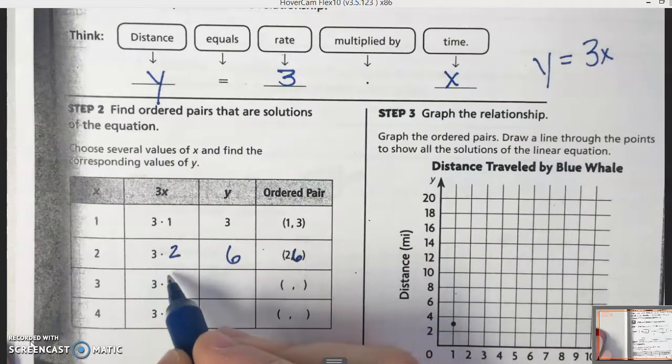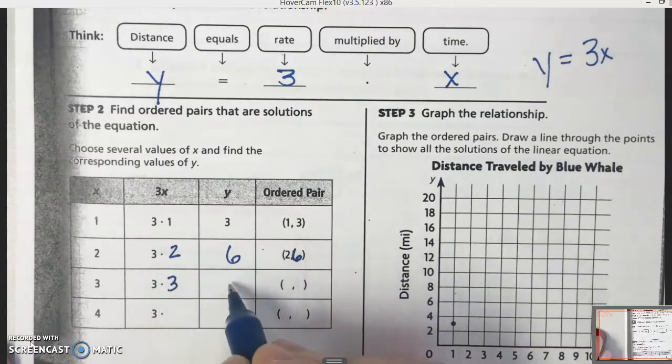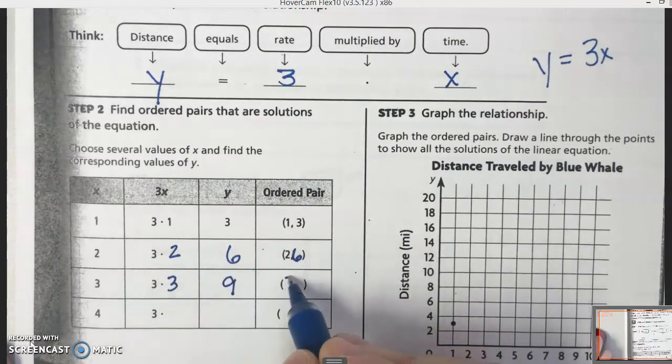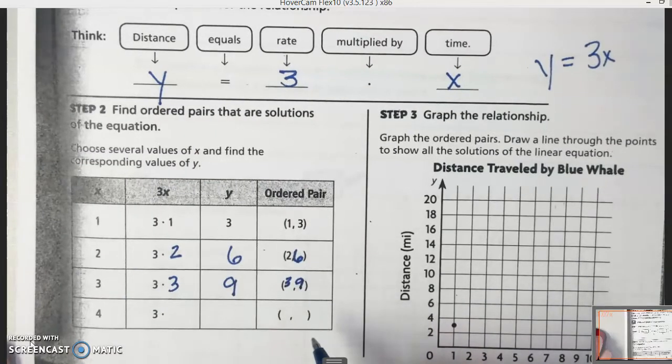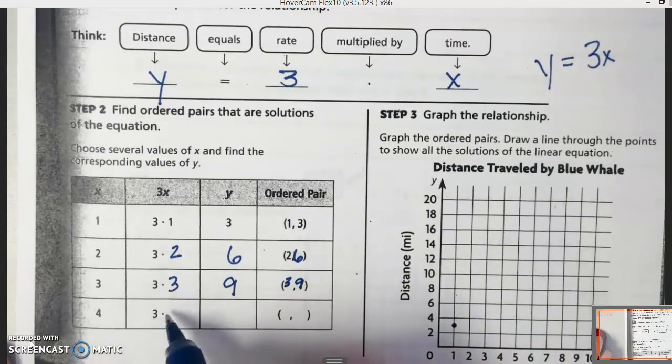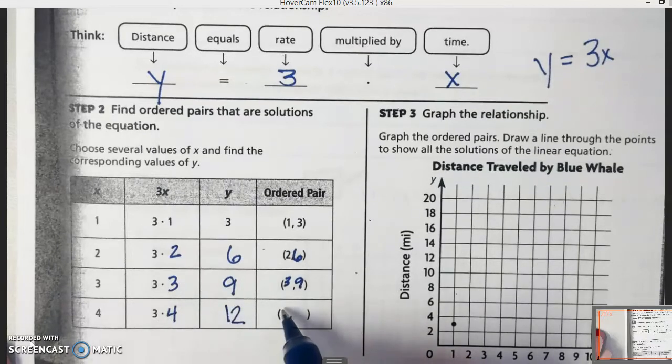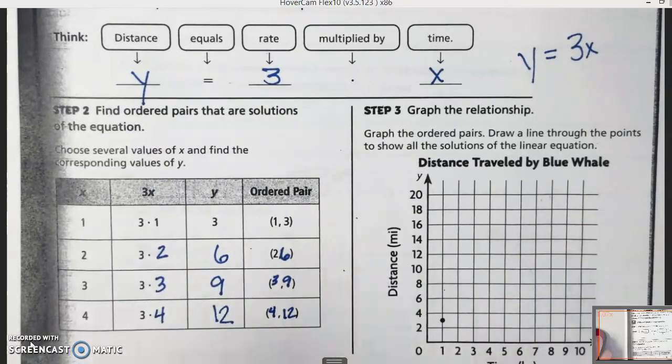Then I'm going to put in 3 for x. So 3 times 3 is 9. My ordered pair would be 3, 9. And then I'm going to put in 4 for x. 3 times 4 is 12. So my ordered pair is 4, 12. Got that?